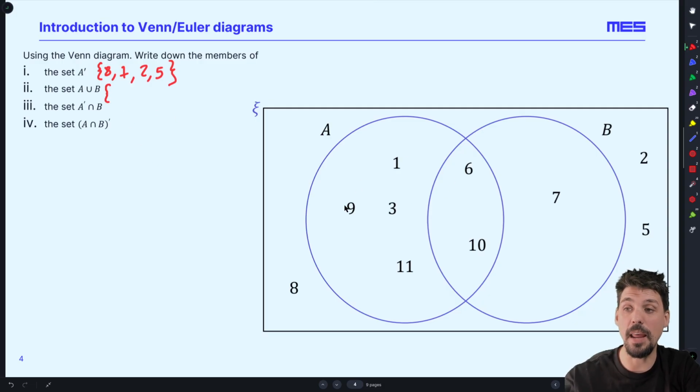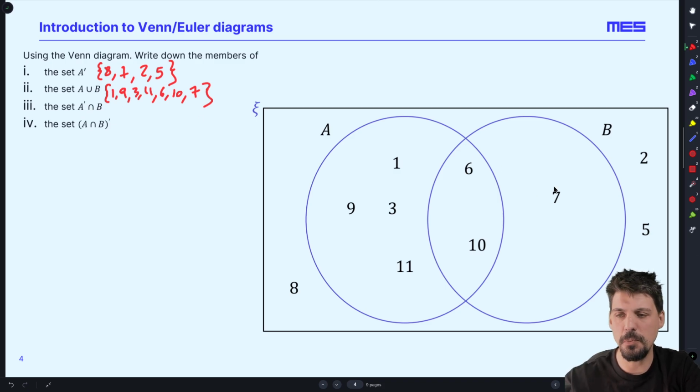A or B, anything in A or in B, the union. So 1, 9, 3, 11, those are all in A. 6 and 10 are definitely in A or B because they're in both. 7 is in A or in B. All right, not A and B. So we need to simultaneously be not in A, but also in B. Well, that is going to be the number 7. The number 7 is not in A and in B.